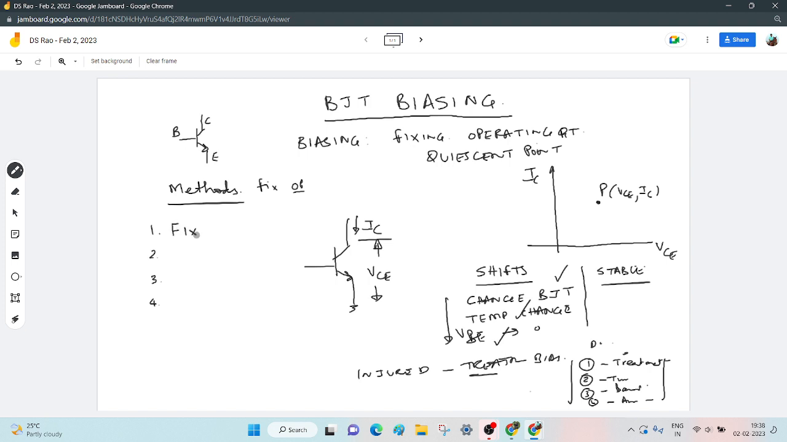To keep the cow dung. No. That is over. I am talking about biasing.